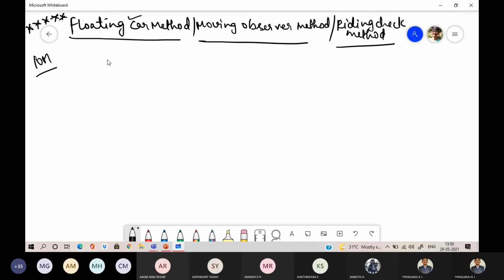In this method, it is very simple. A test car will be there. Consider a passenger car. I will be drawing it, though my drawing is very poor.